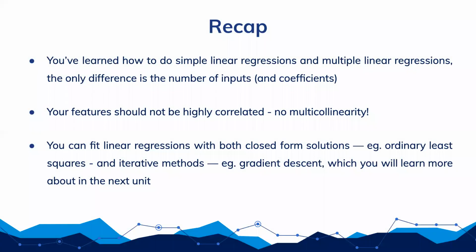To recap, I've shown you what a simple linear regression and a multiple linear regression are, and the only difference is the number of coefficients. It's very important that you know the assumption of no multicollinearity, so your features should be independent. Be careful with that. Hopefully you understand that you can fit linear regressions in different ways. Even though we'll probably focus more now on the scikit-learn closed form of linear regression, you can also use gradient descent, which you will learn a bit more about in the next SLU, and it's also applicable to this.